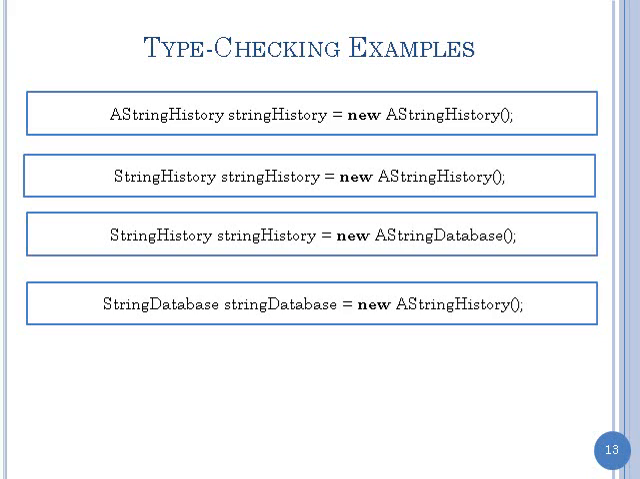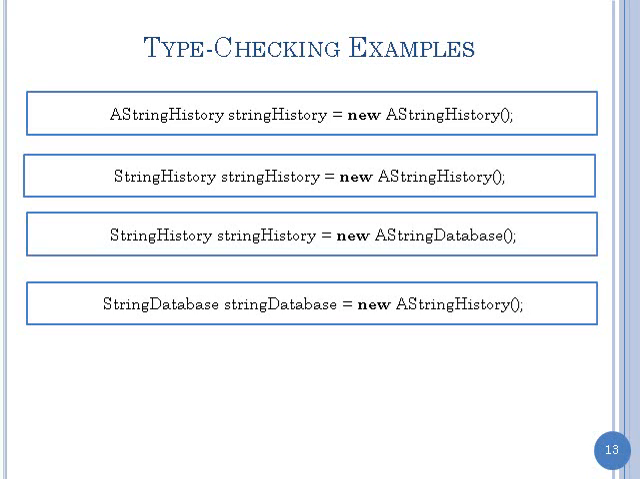I am assigning to a variable typed using an interface a value of some class. A string history implements string history. We've seen this before. Nobody's going to complain. You've done this in your assignments a lot. Now things get a little more interesting. I've declared the variable to be of type string history, the interface, and I've assigned to it a string database. And this is going to be allowed?